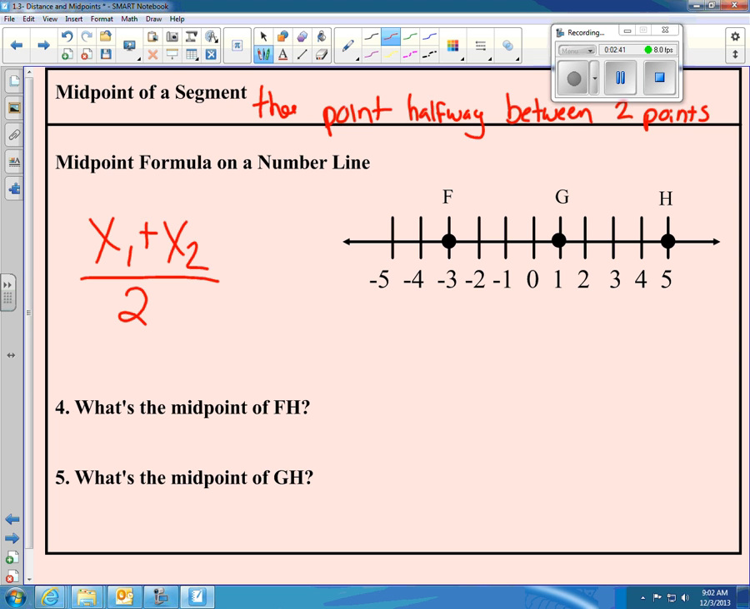What's the midpoint of FH? F is here at -3, so we do -3 plus H, which is here at 5. We add those, and remember, divide by 2. -3 plus 5 is 2, and 2 divided by 2 is 1. I think you will be very comfortable being able to do number 5 on your own. Nothing too difficult so far.